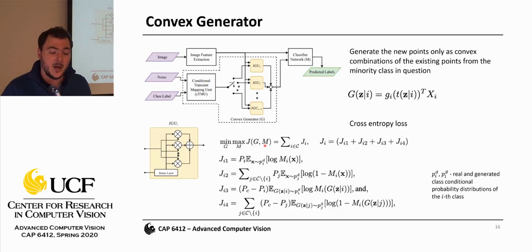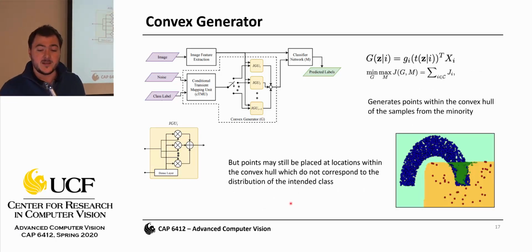And then again, it's a min-max game where you minimize for the generator and maximize for the classifier. Here are the loss functions applied to the classification problem with multiple classes. But the problem is, if you run that for long enough, you're going to end up generating points that are located within the majority, like those green ones. Then you're going to improve the classification for the majority class, but you're not going to help at all with the minority.